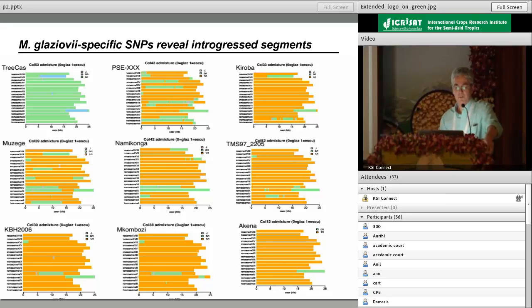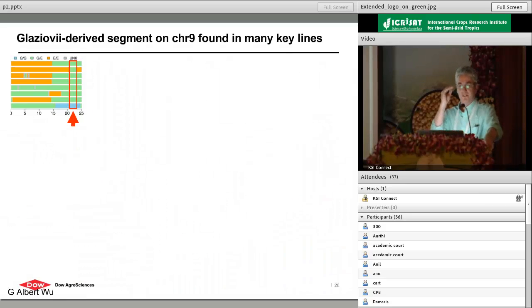If we delve in a little bit closer and ask what's in common between all of these Omani breeding program lines, we get this one segment on chromosome 9 that is found in every one of the lines we looked at that derive from that program. And if we take the actual SNP haplotype within that segment, we see very clearly this has a single origin. This is the same source for this entire segment. So these lines are derived from the same original cross.